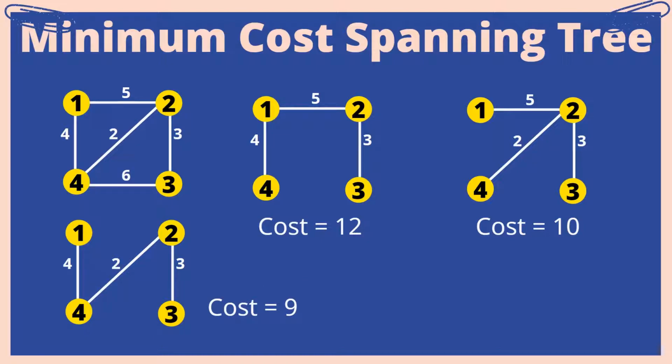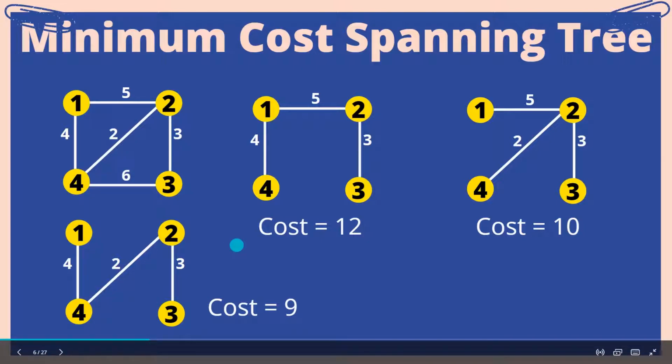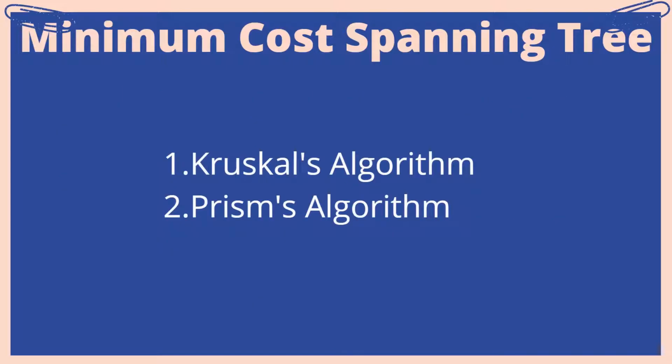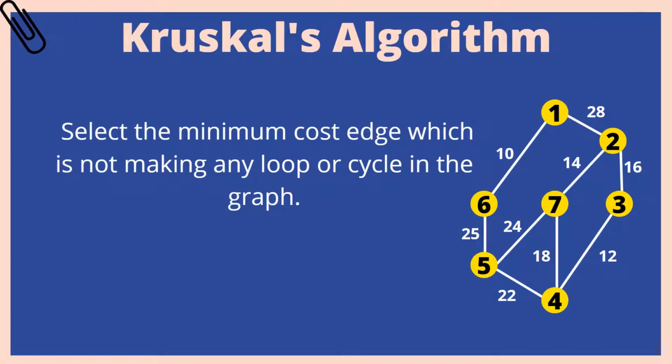So is there any method through which we can find this graph, or the minimum cost of this spanning tree? Yes, there are two types of algorithms. One is Kruskal's algorithm and the second one is Prim's algorithm. We are going to see the working of Kruskal's algorithm. It's simple. In Kruskal's algorithm there is only one step: select the minimum cost edge which is not making any loop or cycle in the graph.